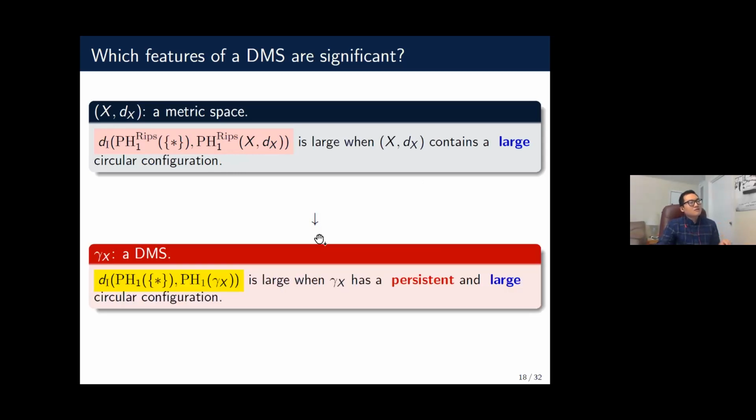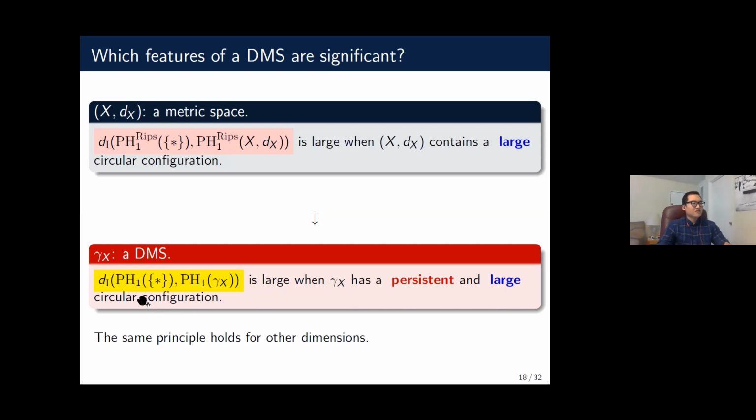Now let's consider a similar situation in the dynamic setting. We would like to compute the spatiotemporal Cartesian homology of a one-point space and the spatiotemporal Cartesian homology of a given dynamic metric space, gamma x. Then it is not hard to check that this value is large only when gamma x contains some large circular configuration which persists for a long time. Therefore, we can conclude that large topological features which persist a long time are the significant features for dynamic metric spaces. And the same principle holds for other dimensions.